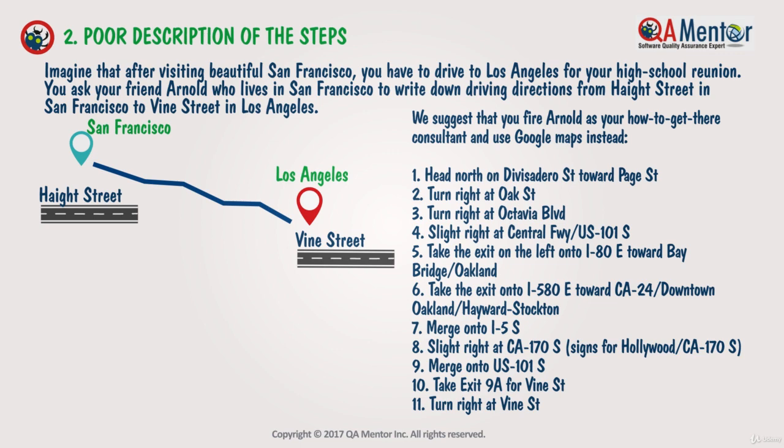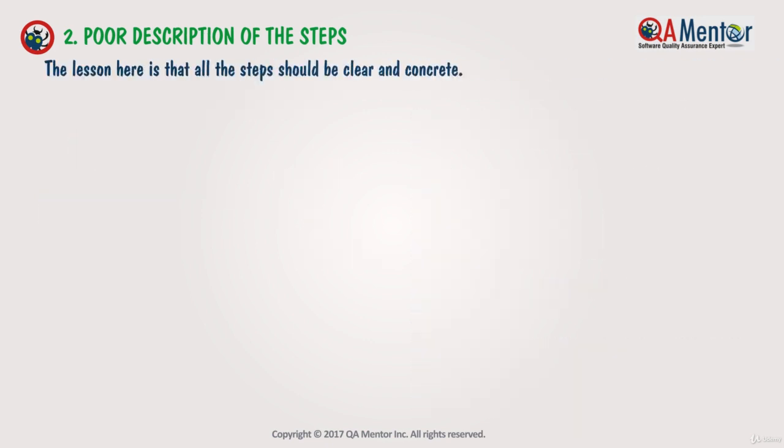Head north on Divisadero Street towards Page Street. Turn right at Oak Street. Turn right at Octavia Boulevard. Slight right at Central Freeway, US 101 South, and so on. Very nice. The lesson here is that all the steps should be clear and concrete.